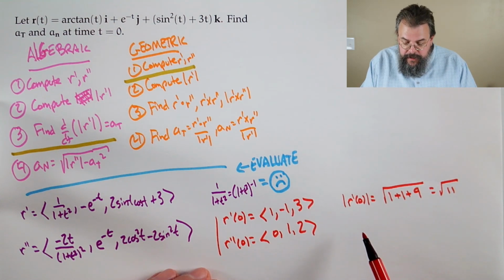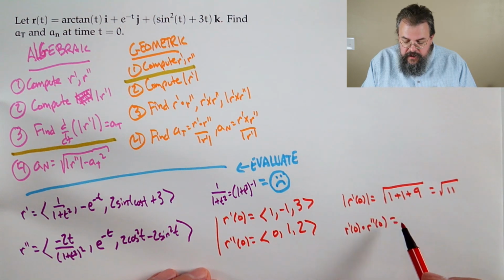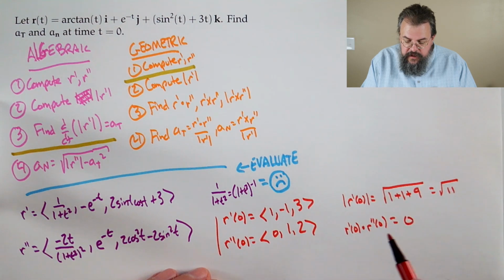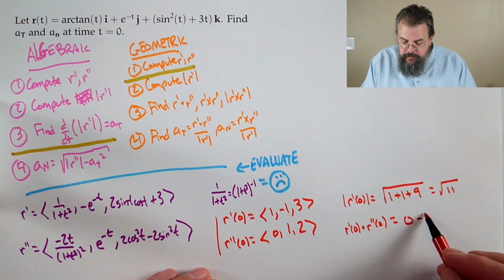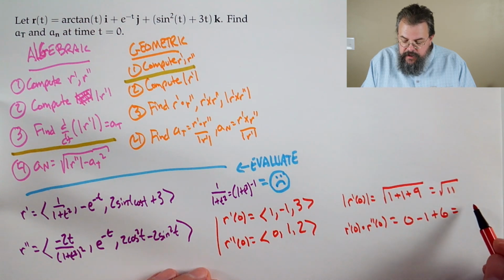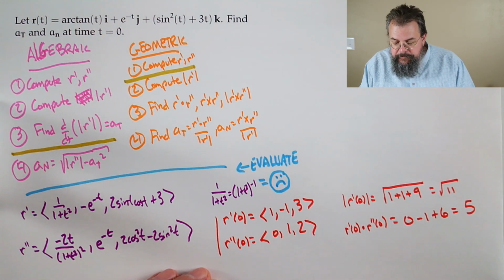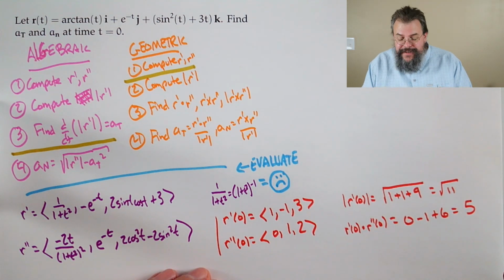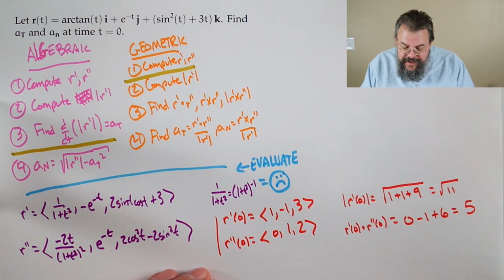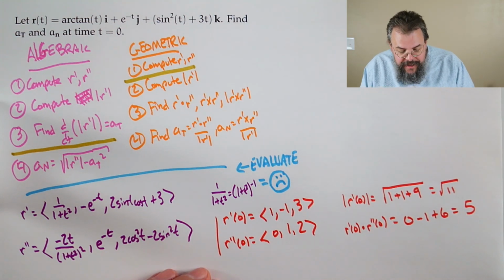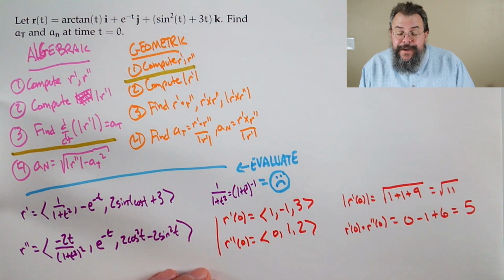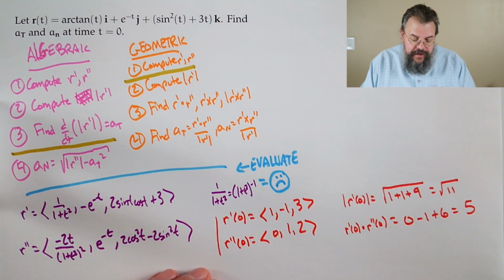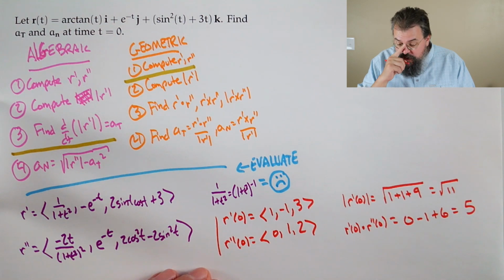Okay, how about r prime of 0 dot r double prime of 0? Well, 1 times 0, 0, minus 1 times 1, minus 1, 3 times 2, 6. So we end up with 5. And see how easy this is? There's like no functions. These are just numbers. Life is good. Everybody's happy because that's what we want. We want people to be happy. Okay, good. Well, continuing on.